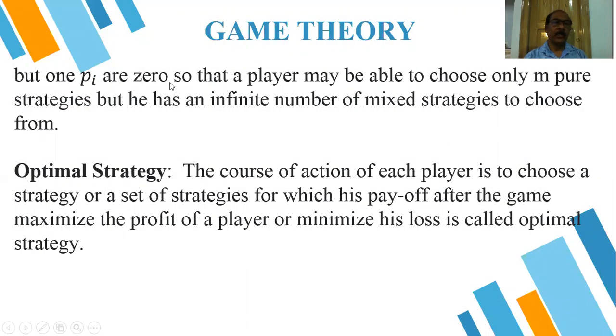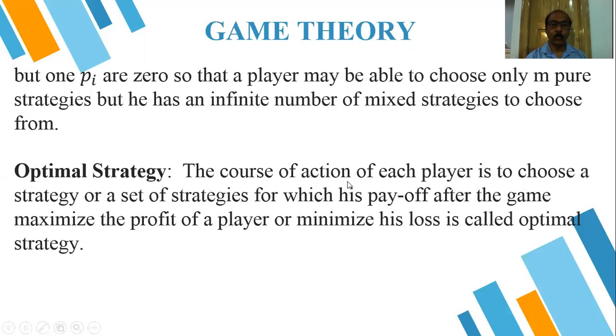But one Pi are 0, so a player may be able to choose only m pure strategies, but he has an infinite number of mixed strategies to choose from. That infinite number of combinations makes it too difficult to solve the problem. So to solve the problem, there are some rules, and we will learn those rules.